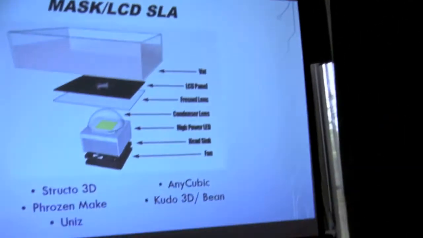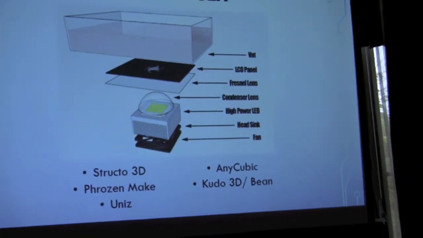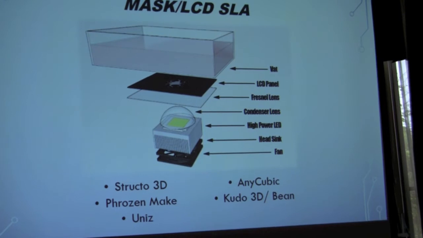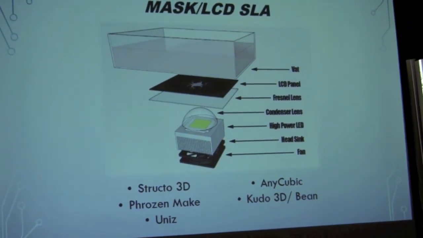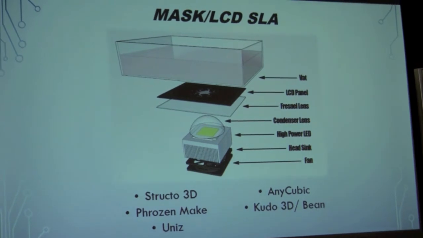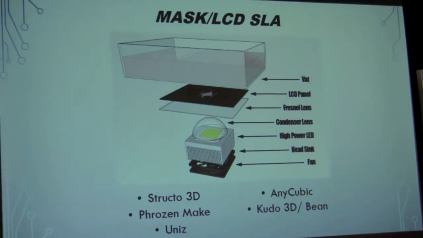Now with that, the biggest game player for this type of technology is Structo 3D, and then there's a lot of inexpensive 3D printers: Frozen Make, Uniz, Anycubic, and the Keto 3D beam printer, which is actually on Kickstarter for $400. Now, does that mean it's going to be a great printer for dentistry? Don't know until you actually try it. It is a Kickstarter printer. I mean, it's not something that is developed for the dental industry. Structo 3D, however, was.